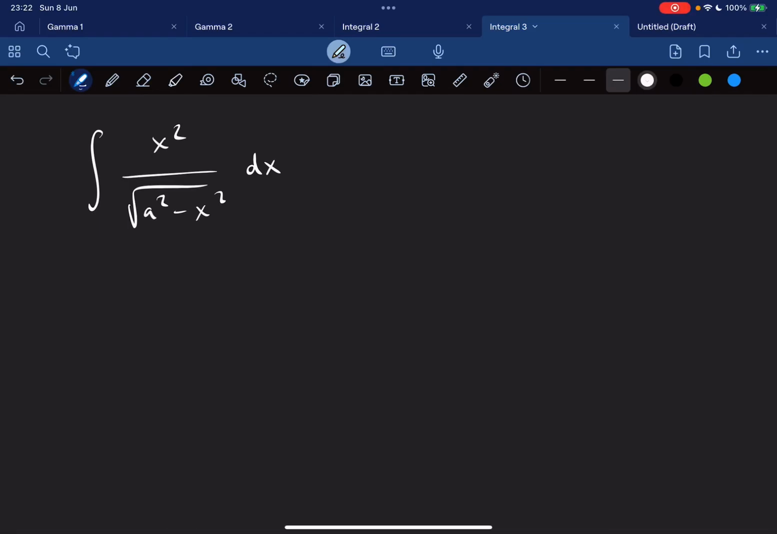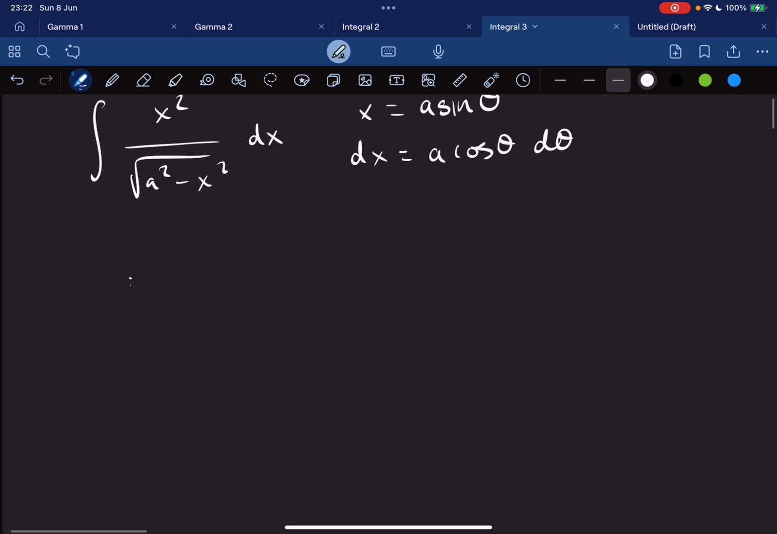So we're going to be looking at this integral. It's a more difficult trig sub integral, but it's not too difficult. It's just a standard trig sub. Anytime we see that square root of a squared minus x squared in any form, we're going to use this substitution, x equals a sine theta. And we're going to get our dx to be a cos theta d theta.